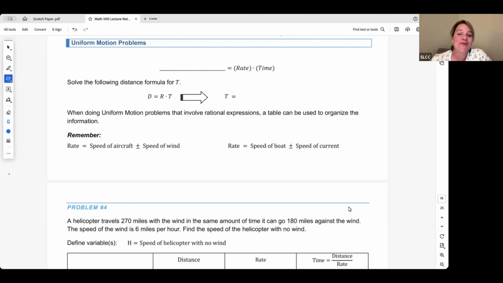Hi, today we're going over section 4.7, applications using rational equations. In this video, we'll discuss uniform motion problems and go over problem number 4.